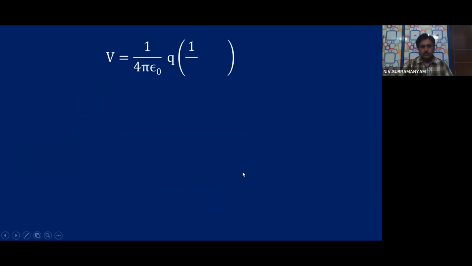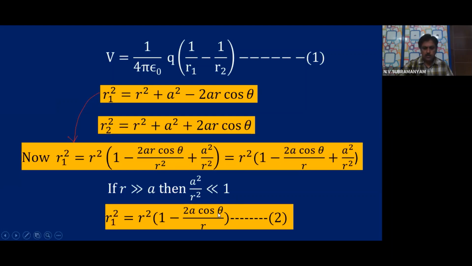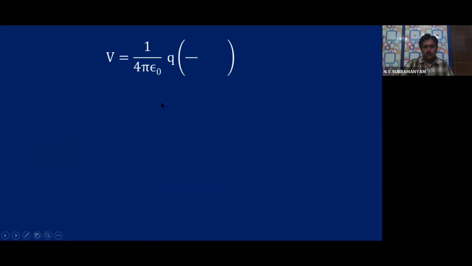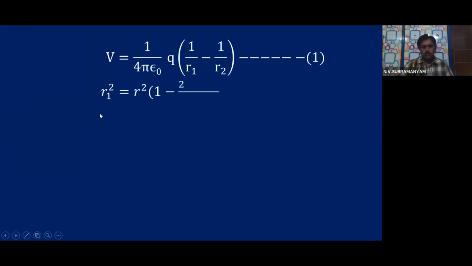Just a minute, children. I hope this is clear. So, shall we continue? V is 1 by 4 pi epsilon 0, q into 1 by r1 minus 1 by r2, that we already know. r1 square is r square into 1 minus 2a cos theta by r. Let us call this equation number 2. Now I only got r1 square. I must also be able to tell what r2 square is.